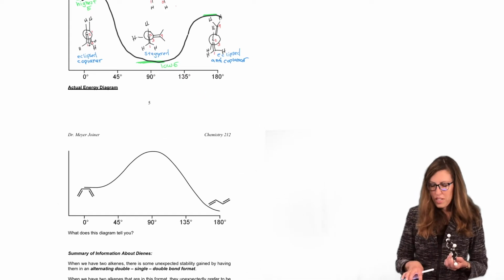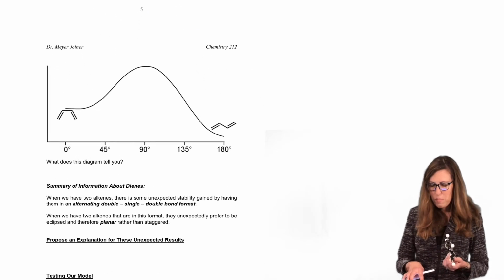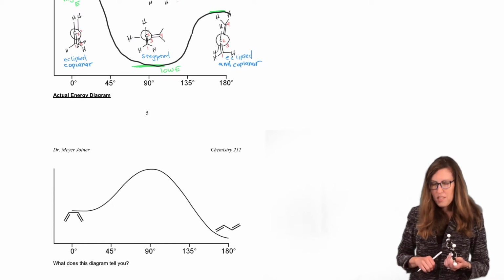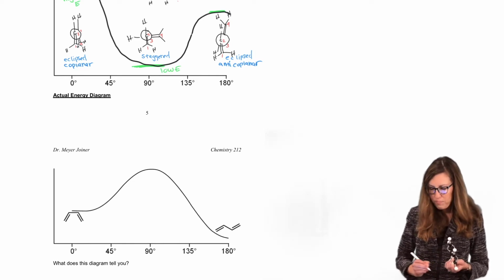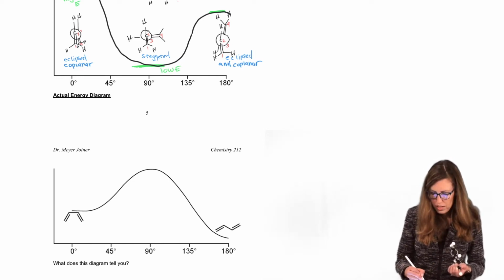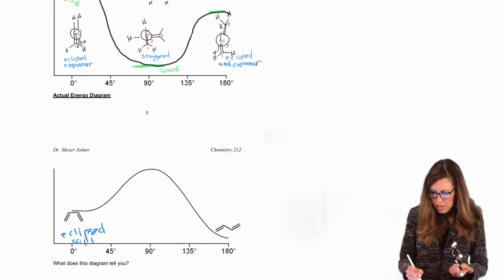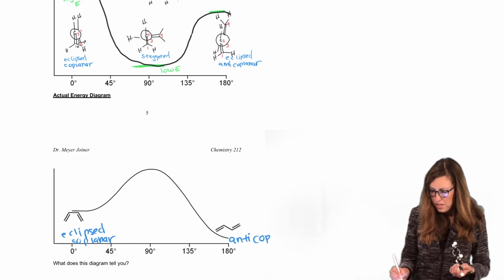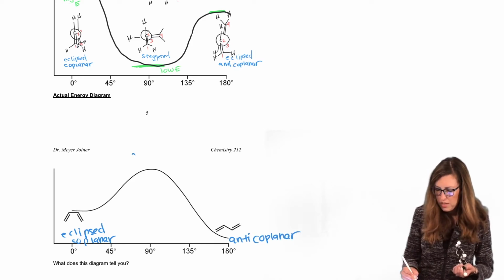I'm pulling up the next one. Look at this. Does that match? It doesn't really match, does it? So I'm going to label these just so we can track them. So this is eclipsed coplanar. This is anti-coplanar. And this was staggered.